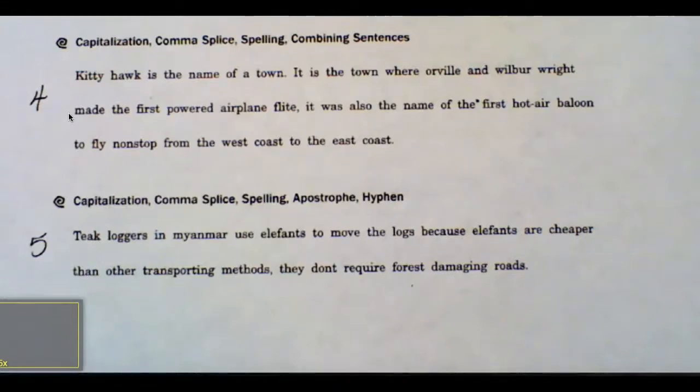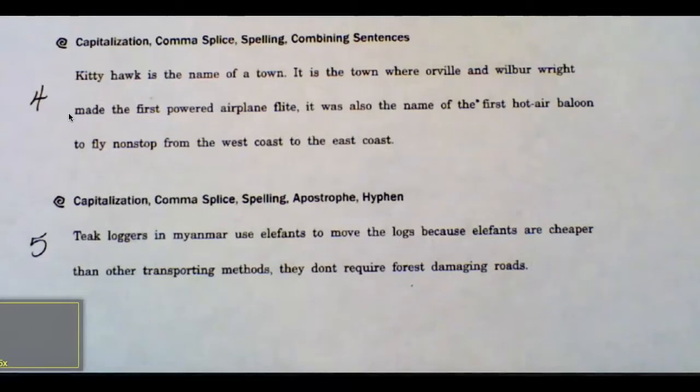Sentence 4 says, Kitty Hawk is the name of a town. It is the town where Orville and Wilbur Wright made the first powered airplane flight. It is also the name of the first hot air balloon to fly non-stop from the west coast to the east coast. In this sentence, we have some capitalization errors to fix.